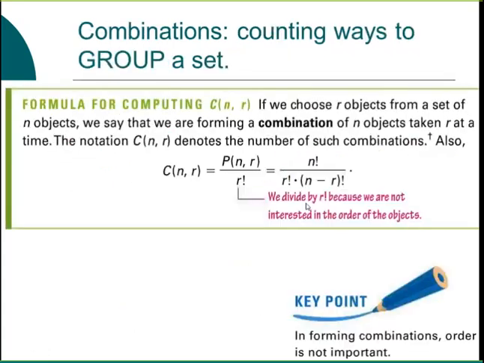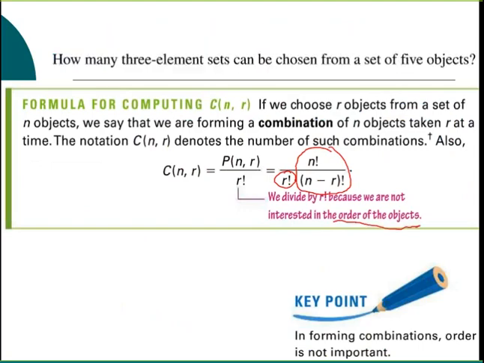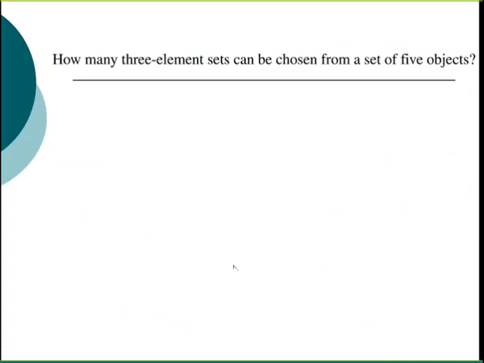Okay. Now the next step that we need to talk about is combination, and this is the way to count the amount of ways to group a set. So it's not the ways to arrange it, it's the ways to group it. And what happens here is we get a little bit different formula. Basically you take the permutation formula we just had and divide by an extra r factorial, because we're not interested in the order of the objects, we're just interested in the size of the groups. So how many 3-element sets can be chosen from a set of 5 objects?